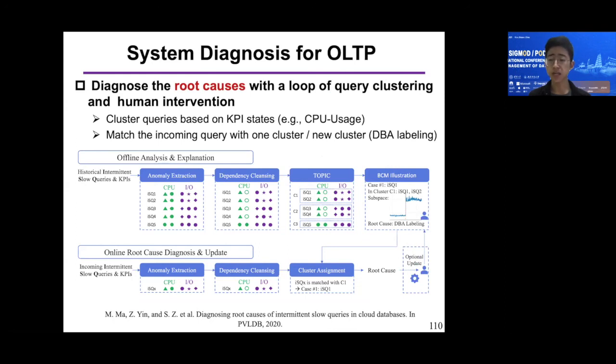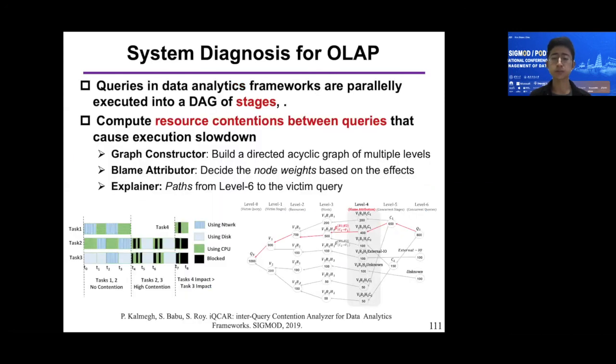And in the online stage, for an incoming slow query, they match it to a cluster based on the similarity score of the KPI state. If matched, they use the root cause of the cluster to notify DBAs. Otherwise, they generate a new cluster and ask the DBAs to assign the root causes. However, this method cannot prevent potential database failure.